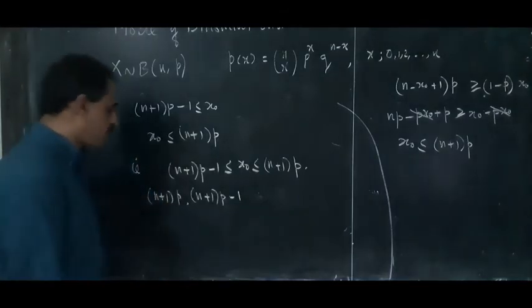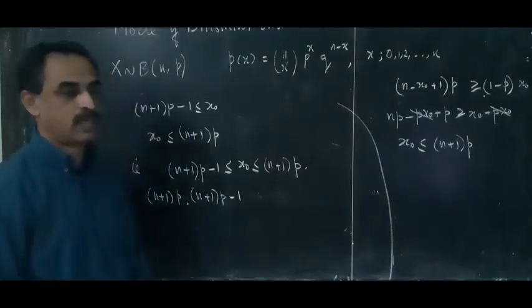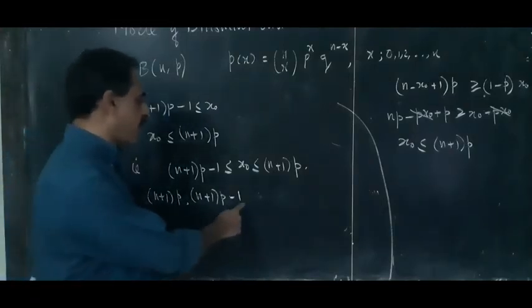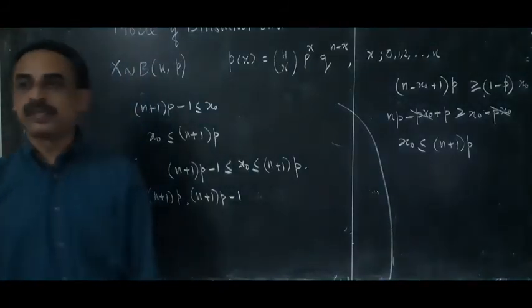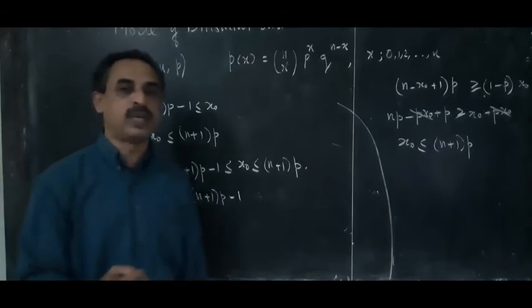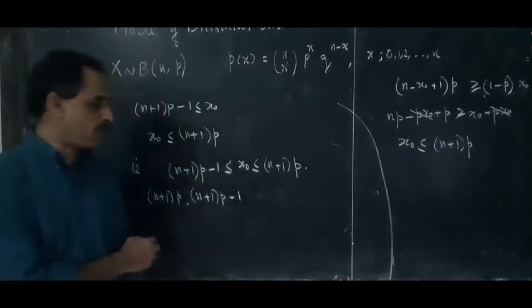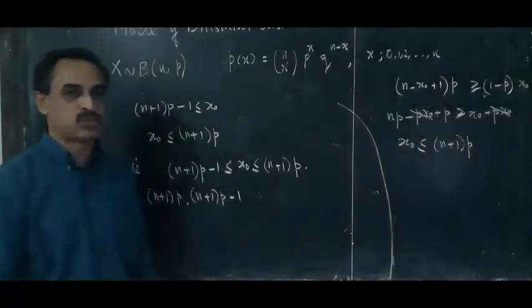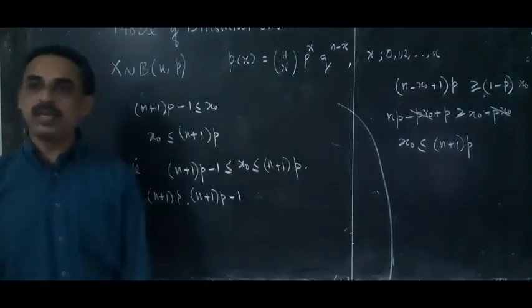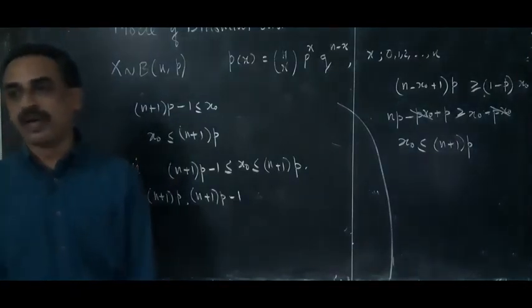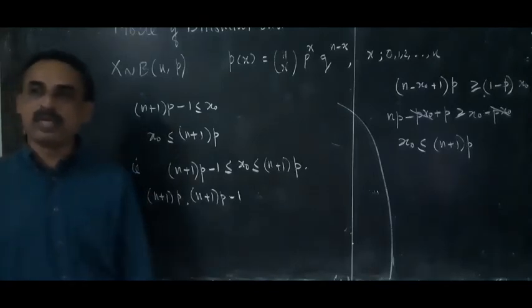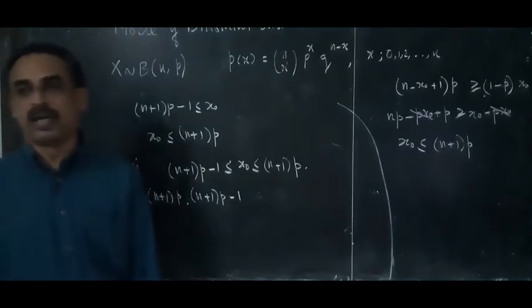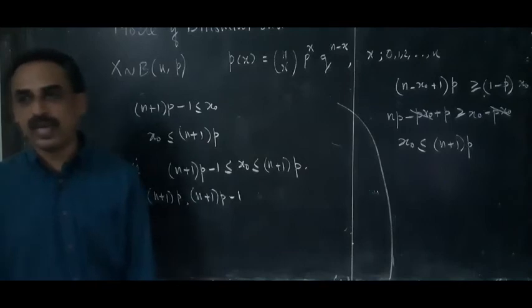In some other situation, (n+1)p may not be a whole number. So naturally (n+1)p − 1 is also not a whole number. In that case, there is a unique whole number in between (n+1)p − 1 and (n+1)p, and that unique whole number is the mode of the binomial distribution. Therefore, the binomial distribution may be unimodal or bimodal according to the values of n and p.